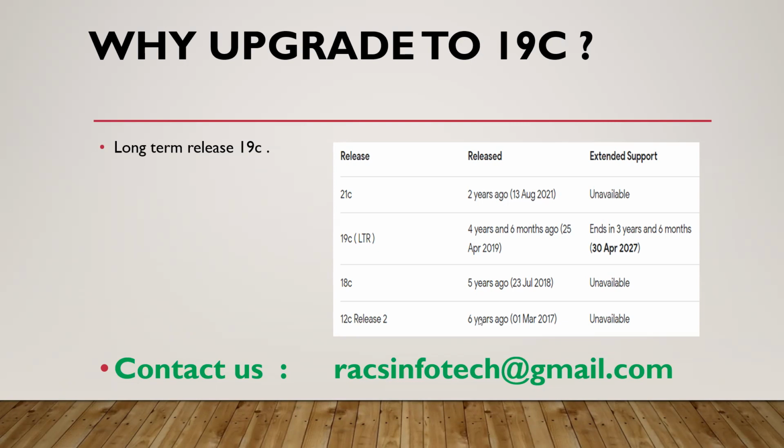So these were all released in 2017. 12C release 2 was released in 2017, so it's very old. We are not going to get it. If the client is asking which database version we want to go to, you can recommend 19C or 23C for next quarter, next financial year quarter. Otherwise, as of now, you can recommend 19C.